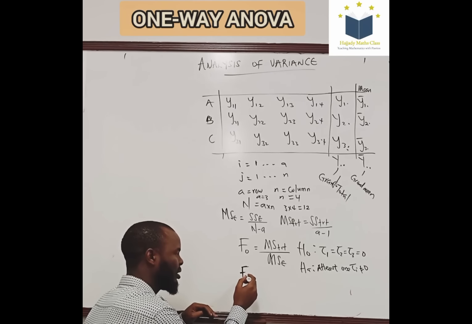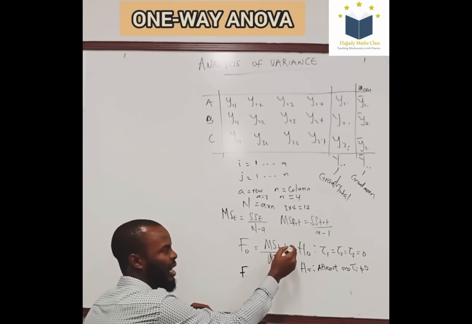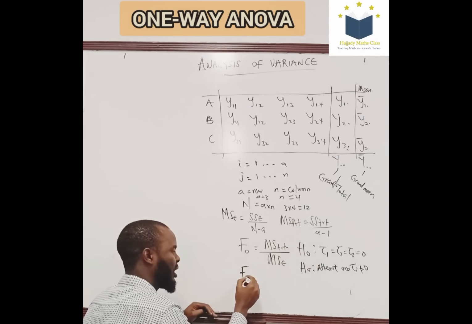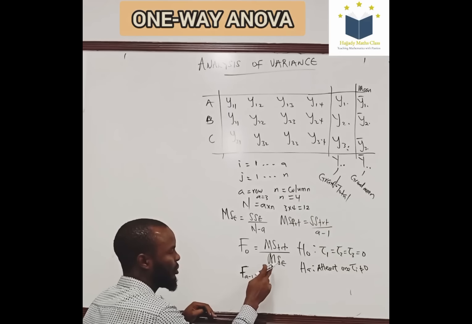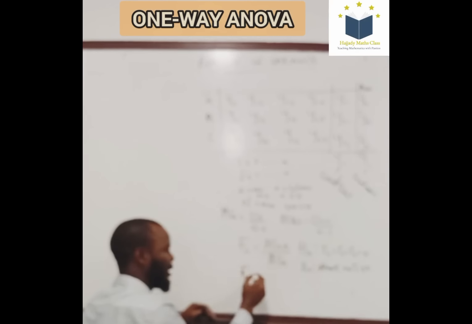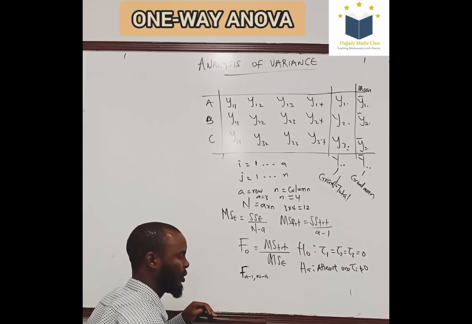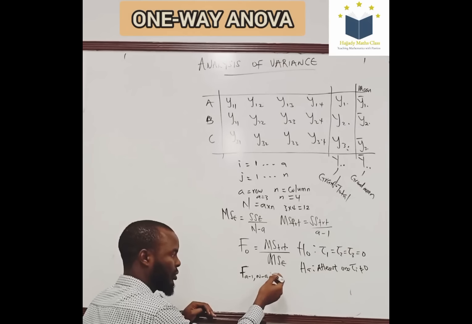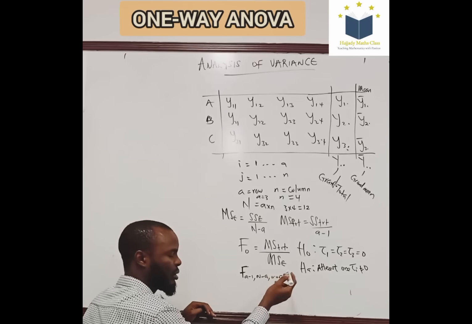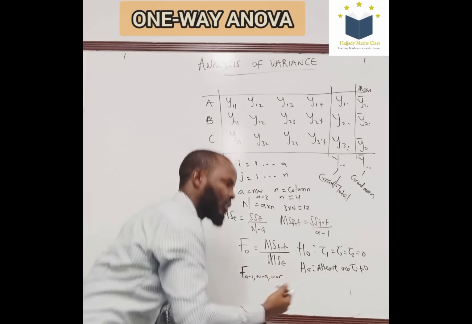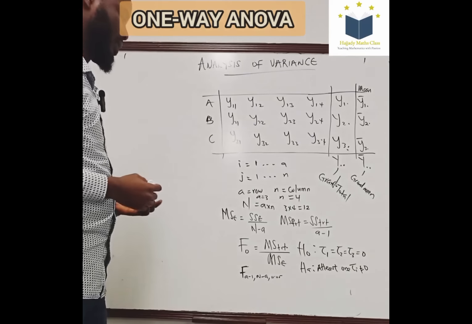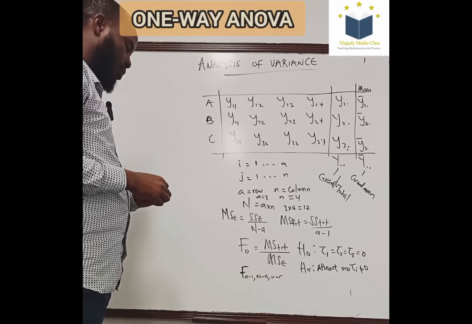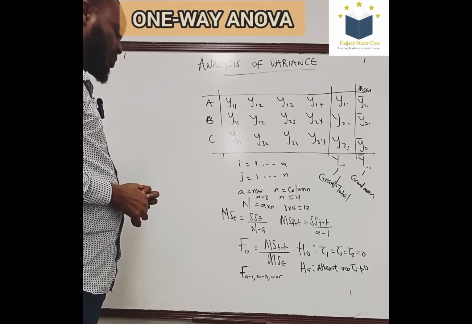The degree of freedom here is the degree of freedom of the treatment, because you have MS treatment as the numerator. The degree of freedom of the MS treatment is A minus 1, and the degree of freedom for the MS error is N minus A. Then, depending on the level of alpha given to you, you can use 0.05 or 0.01, depending on how you want the experiment to be.